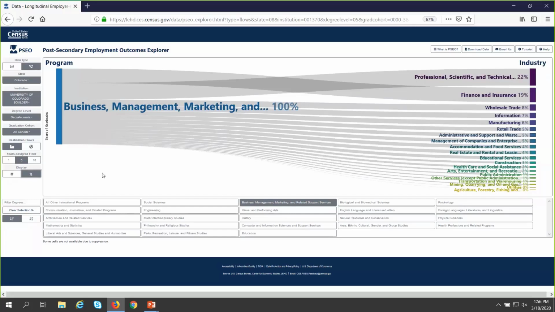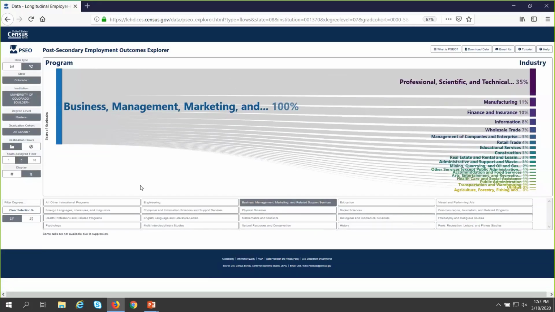You can also, if you're more interested in other possible degree levels, click here and say, oh, well, I'm not interested in bachelor's business majors. I want to see what the MBAs are doing. And you can see a lot of them are in professional science and technical services, a larger share than those that got a bachelor's degree in business. And manufacturing and finance are obviously large employers as well. And then you can choose a specific cohort if you want.